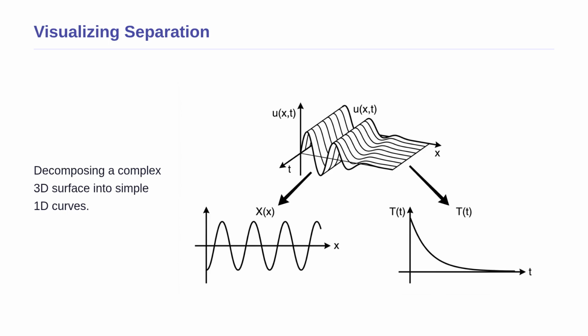Before we move on to a full example, let us visualize what we just achieved mathematically. On the left, you see a complex, multidimensional surface representing a full function. By applying the separation of variables, we break this intimidating surface down into two simple one-dimensional curves, shown on the right. One curve represents the spatial shape, and the other represents the change over time. By multiplying these simple curves together, we can perfectly reconstruct the original complex surface.